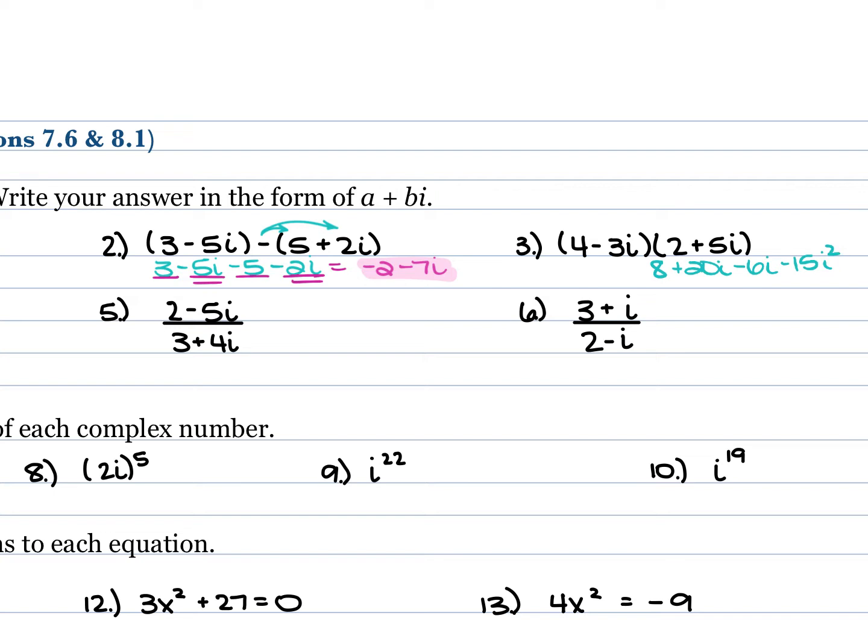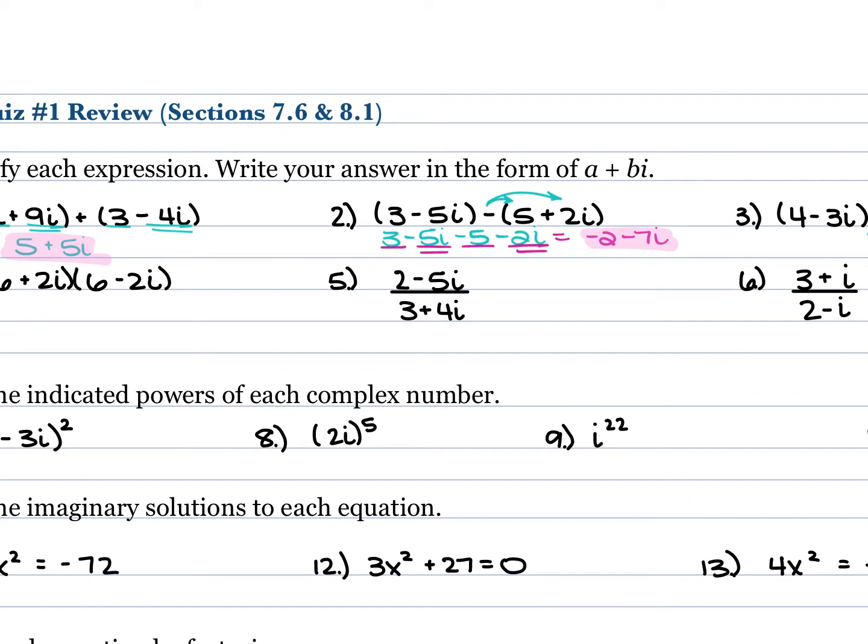We can combine like terms with the 20i and the negative 6i. That gives us 8 plus 14i minus 15 times negative 1, because i squared is negative 1. You turn that negative 15 into a positive 15, because when you multiply it by a negative, it changes the sign, and then you combine like terms. Your like terms here are your 8 and your 15, so 8 plus 15 is 23. You put it in a plus bi form, that's 23 plus 14i.